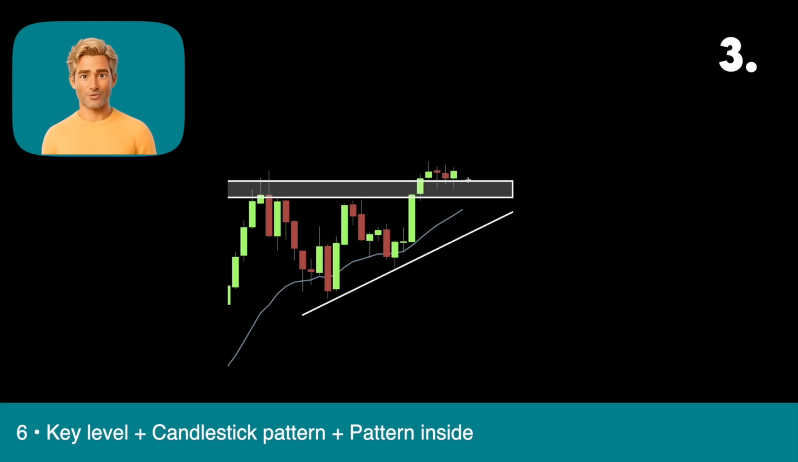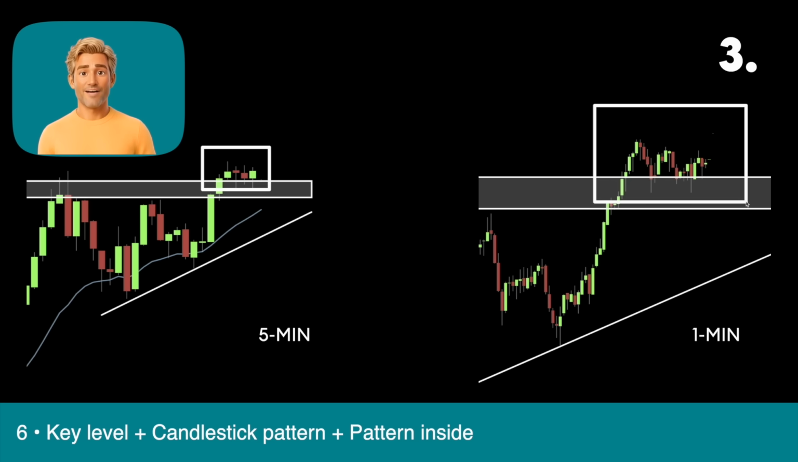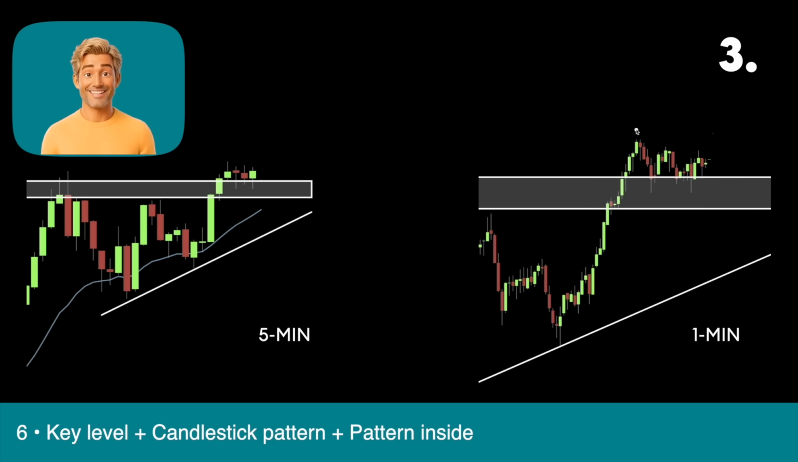Step 3. Look inside the candlestick for a pattern. Now comes the crucial part. You zoom into a lower time frame to see if any price action patterns, like triangles, wedges, channels, are forming inside this area. For example, you might find a descending triangle forming within the candlestick pattern, right at the key level. This nested pattern gives you additional confirmation that the trend might change.